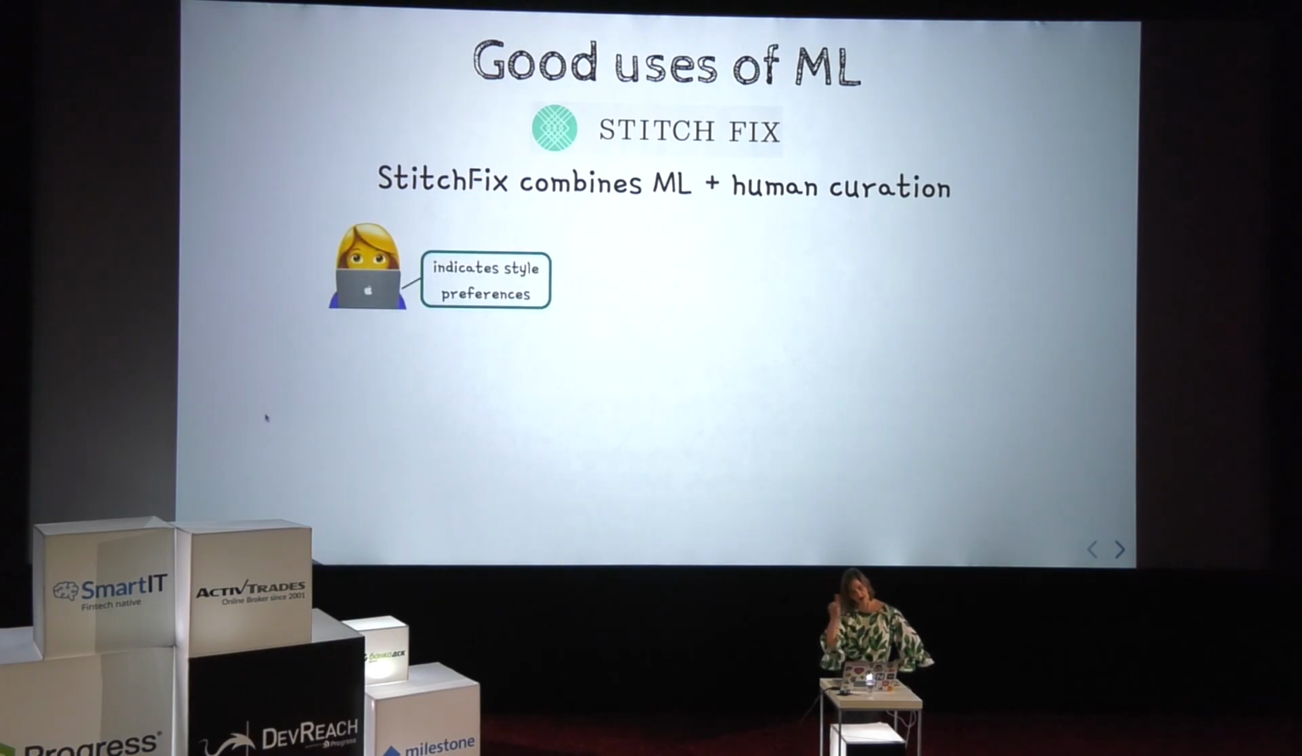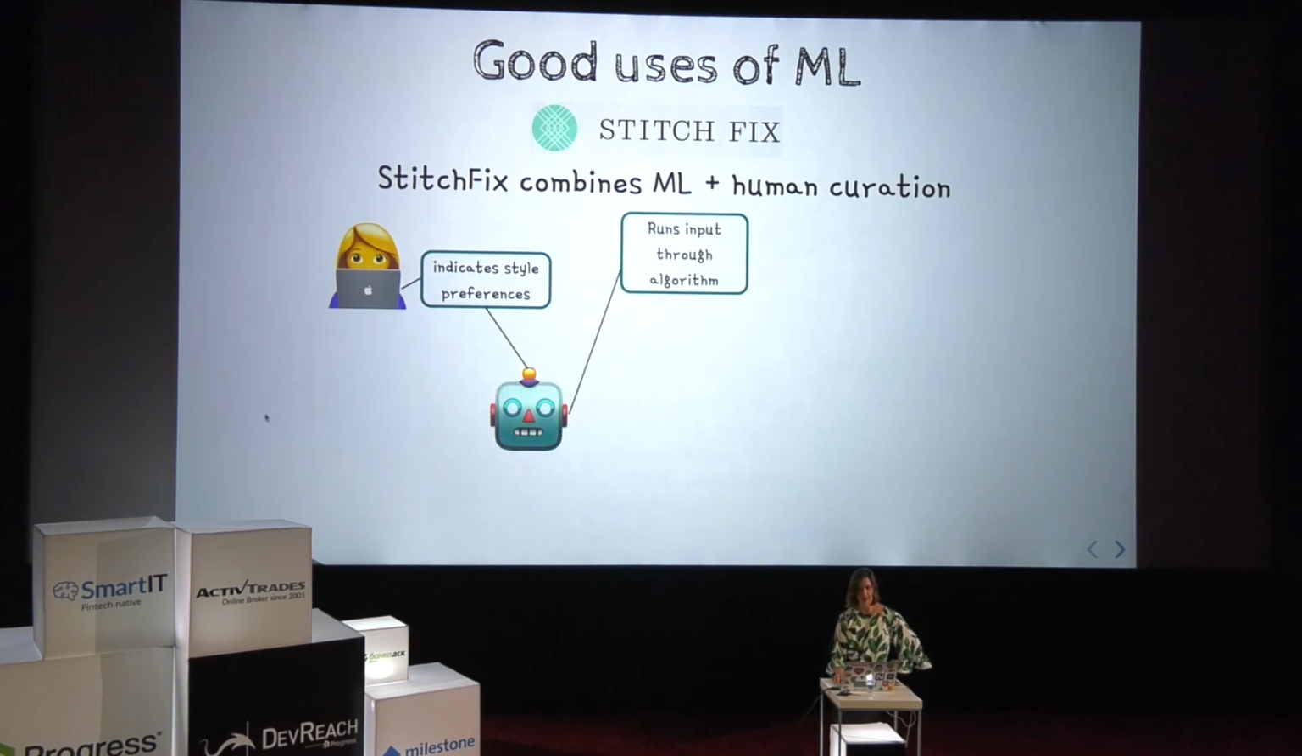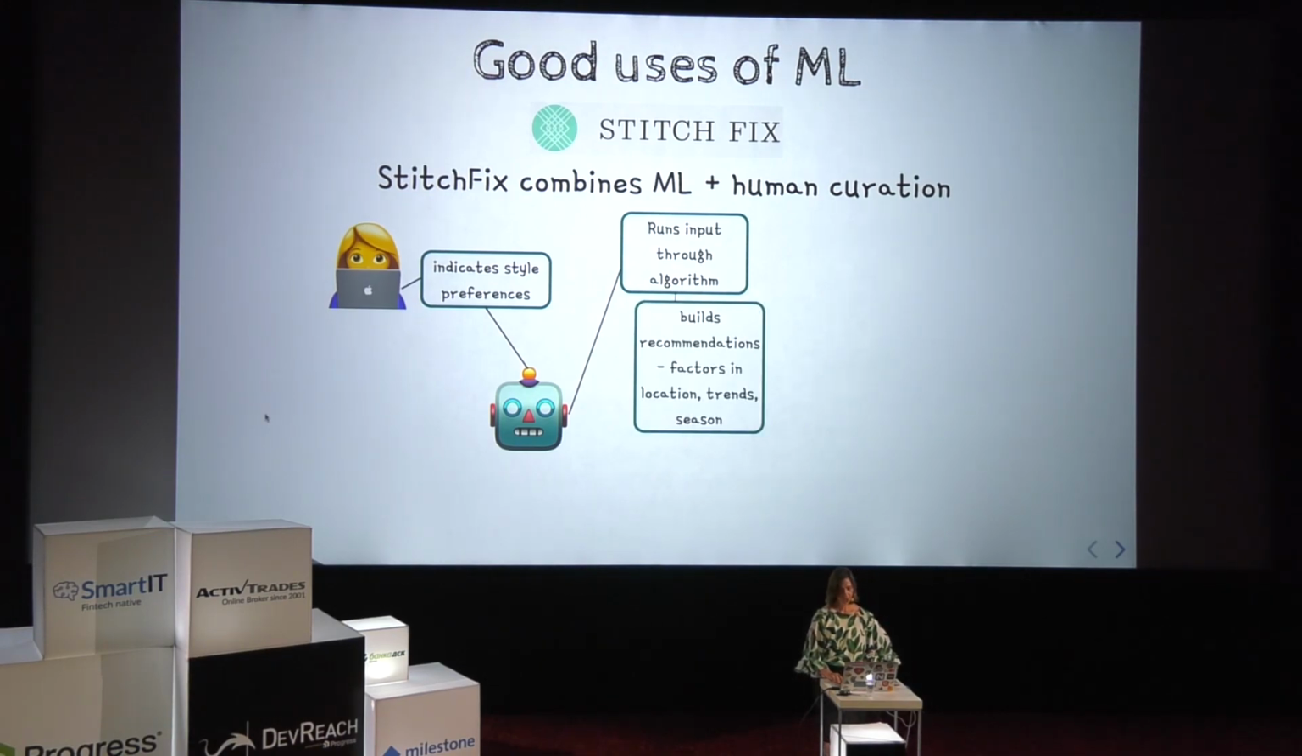So the way the input loop goes is that you, as a user, log into Stitch Fix, download their mobile app, and you indicate your style preferences. It almost gives you a user interface that looks like Tinder for clothes, so you're swiping back and forth saying, I like this, I don't like that. You're giving your information to Stitch Fix, and then they're running that input through an algorithm. So it's basically building a recommendation engine, which is one of the really common uses of machine learning, is building recommendations.